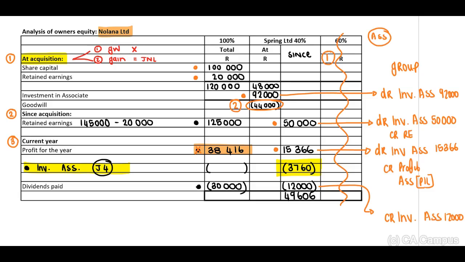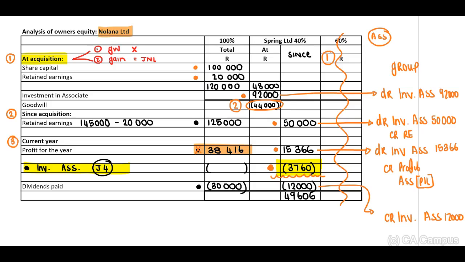Guys, identify that this 3,760 does not influence our profit. This is due to a separate journal entry. Therefore, technically speaking, you do not need this analysis of owner's equity when you prepare your investment in associate carrying amount.